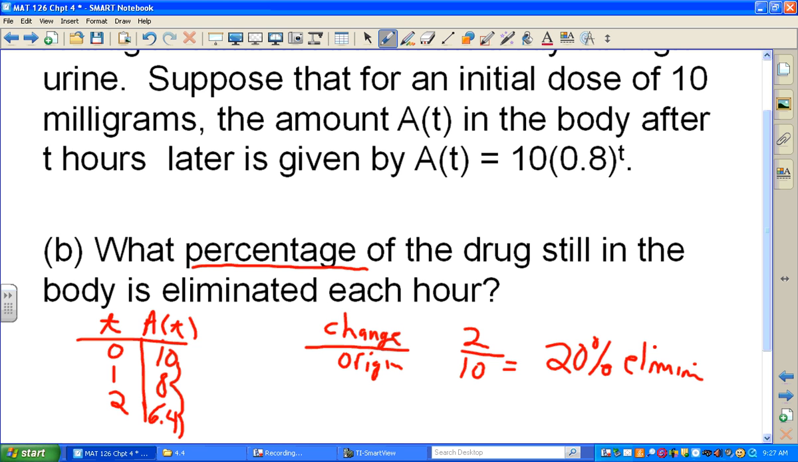Okay? 2? That's how much it changed. If this is my original amount, how much did it change in 1 hour? Because it's asking for each hour. It went down by 2.